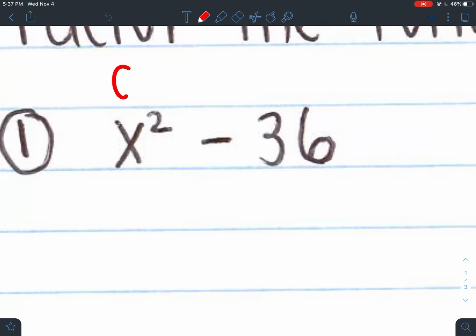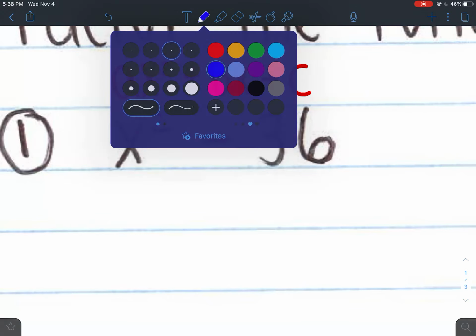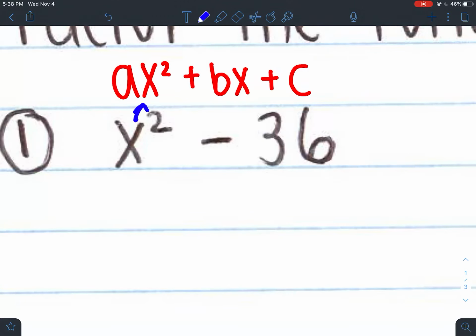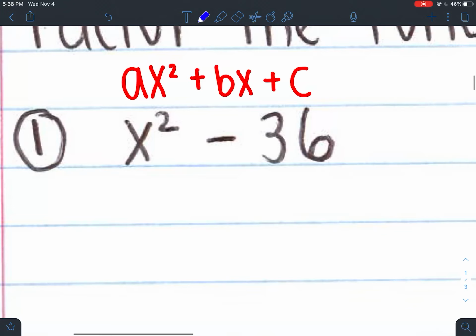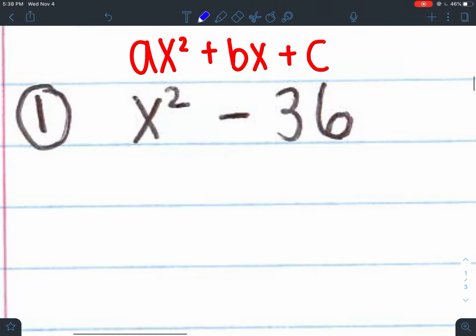Remember, standard form is ax squared plus bx plus c. I want you to think about this. What term are we missing? Well, I have the x squared. That part is there. And this 36 is just a number by itself, so that's the C part, because C is always just a number by itself. I'm missing the regular X. I don't have an X here. If it's not there, then what number is really there? It's really a 0.